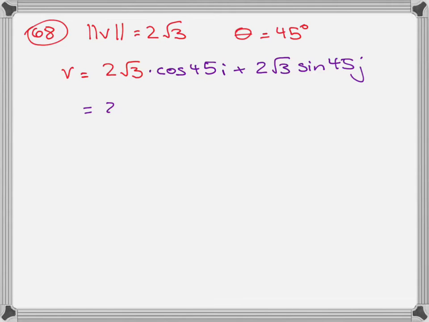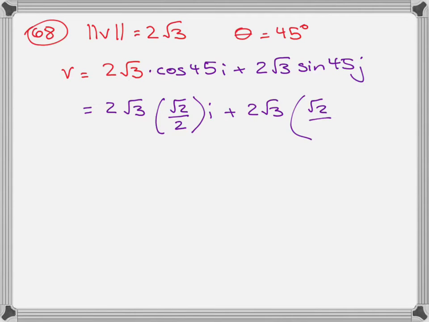That is 2 square root of 3, cosine of 45 is square root of 2 over 2, i plus 2 square root of 3, and the sine of 45 is also square root of 2 over 2, j. We can reduce here. We can reduce 2 with 2. That square root of 3 times square root of 2 is the square root of 6 i plus the square root of 6 j. Here you go. That is our component form. That's it.